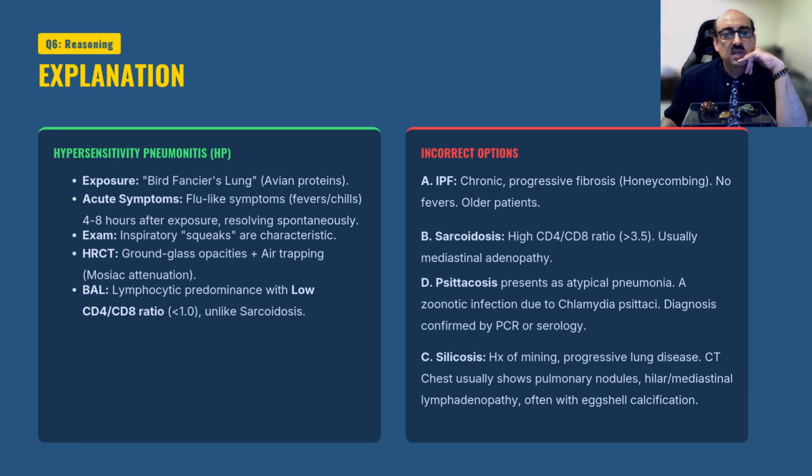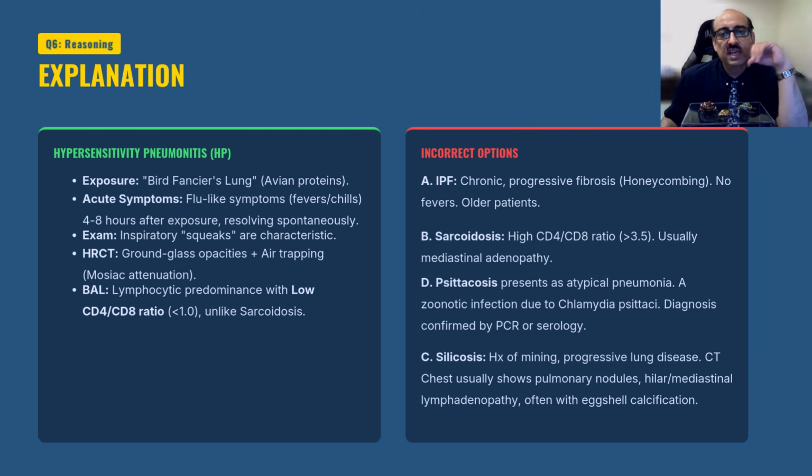HRCT shows ground glass opacities and air trapping, which is mosaic attenuation in this case. And the BAL shows lymphocytic predominance with a low CD4 CD8 ratio, unlike sarcoidosis. Now, these were the yes questions, the evidence in terms of the gold standard. We're talking about the aurum, or gold standard. Why are the other options incorrect?